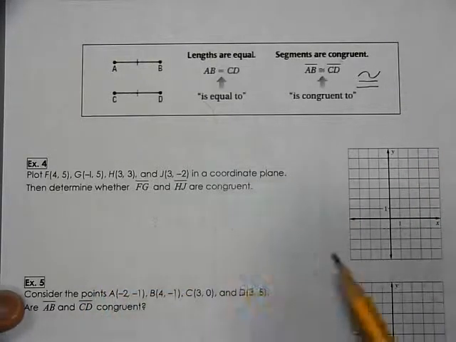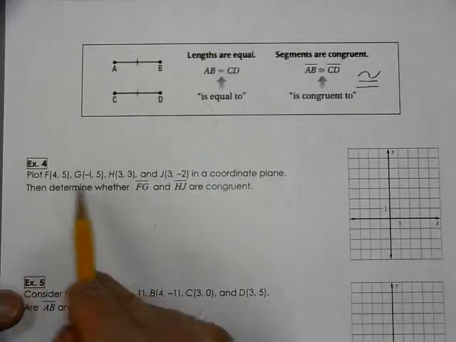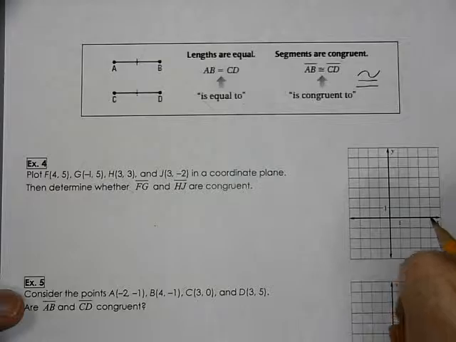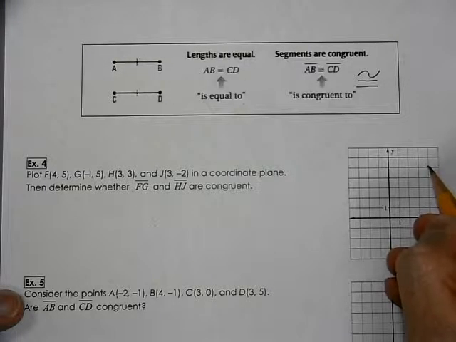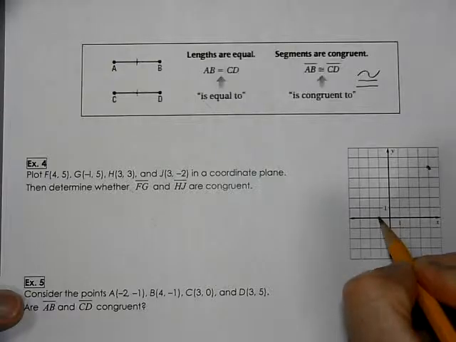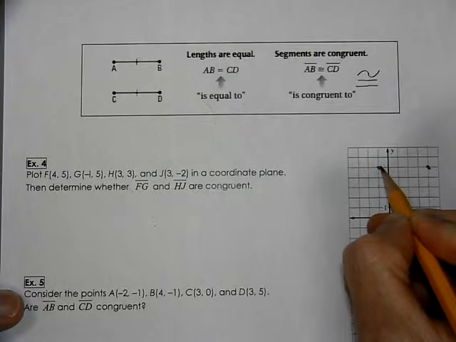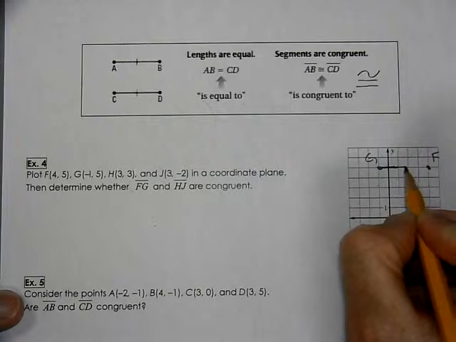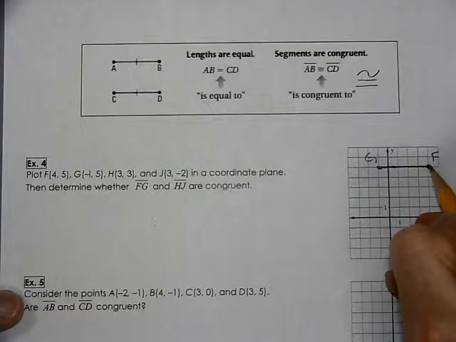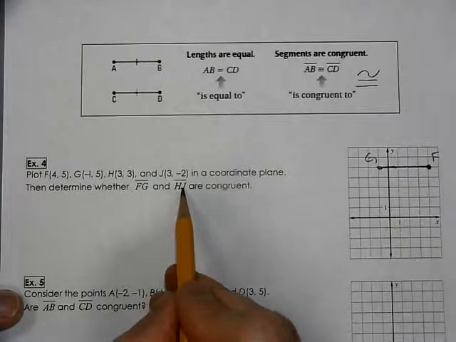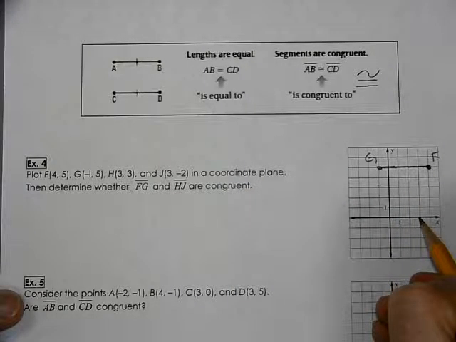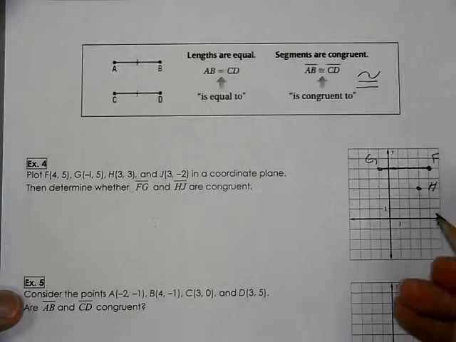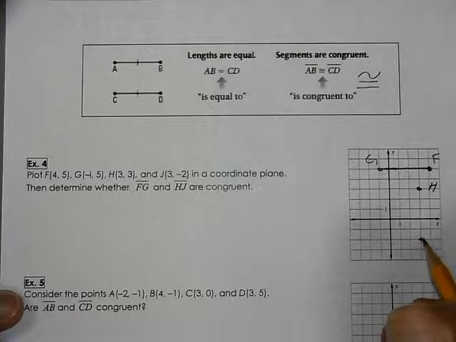What we're going to look at next is plotting these different values. We're going to plot FG. So we go over 4 and up 5, over 1 and up 5. So we have G, we have F. This is the length of one of the segments. Then we're going to look at HJ. 3, 3 is the H. 3, negative 2 is the J.